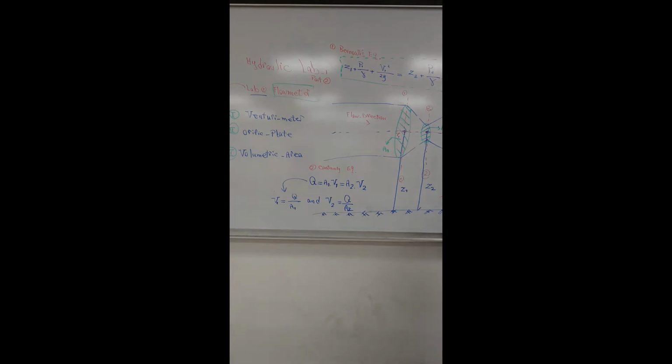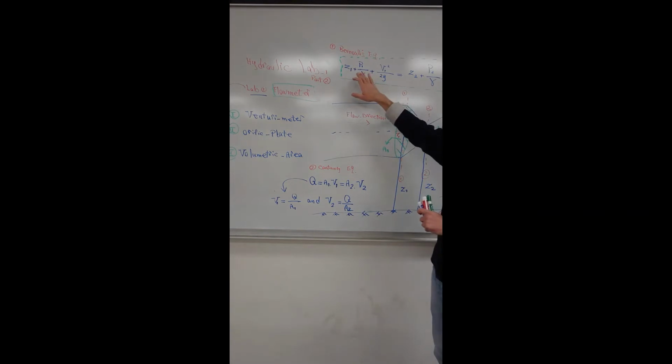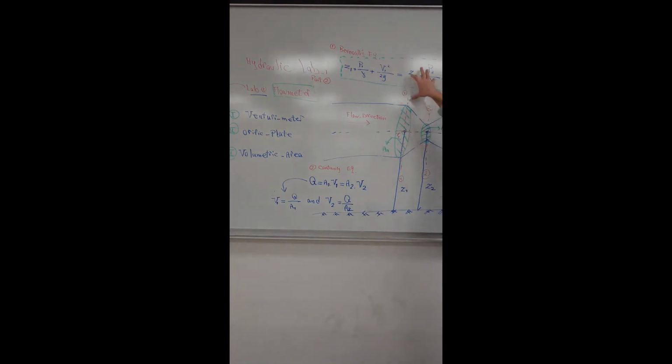If we want to know how it works in terms of the Bernoulli equation, Z1 plus P1 over gamma plus V1 to the power of 2 over 2g, three components of the Bernoulli equation at cross-sectional area 1 should exactly be equal to the components of the Bernoulli equation in cross-sectional area 2, here excluding head loss.